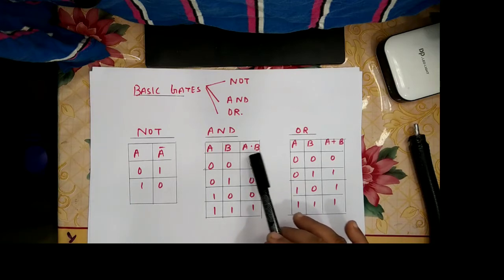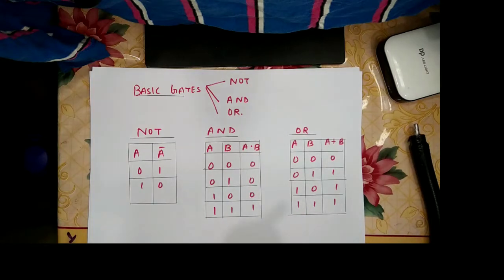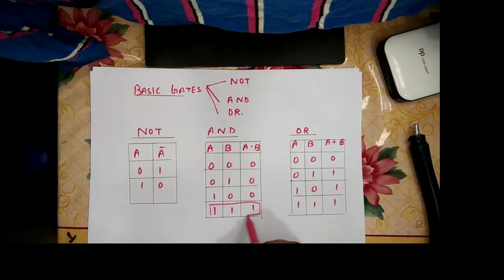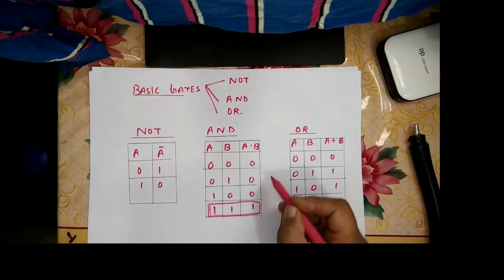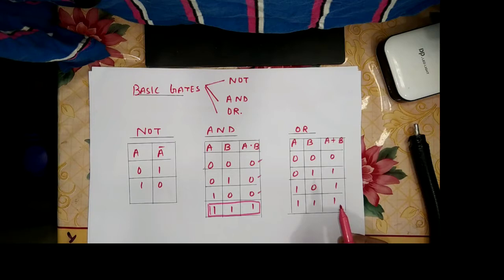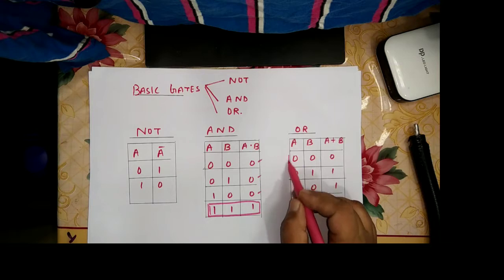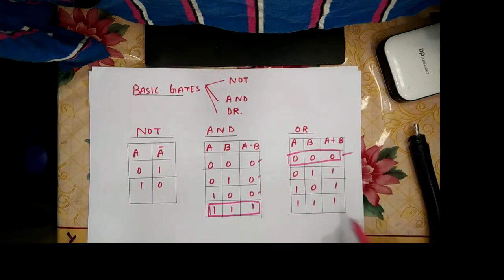So we call this A and B, and we know that only when 1 and 1, the result is 1. I can just mark it here and show you. For an AND gate, when both the conditions are true, we get the result as true. For the rest of the conditions, we get 0. And for an OR gate, only when it is 0 and 0, it is 0. For the rest of the conditions, we get the value as 1. So once you are clear about the basic gates, we can prove De Morgan's theorem.